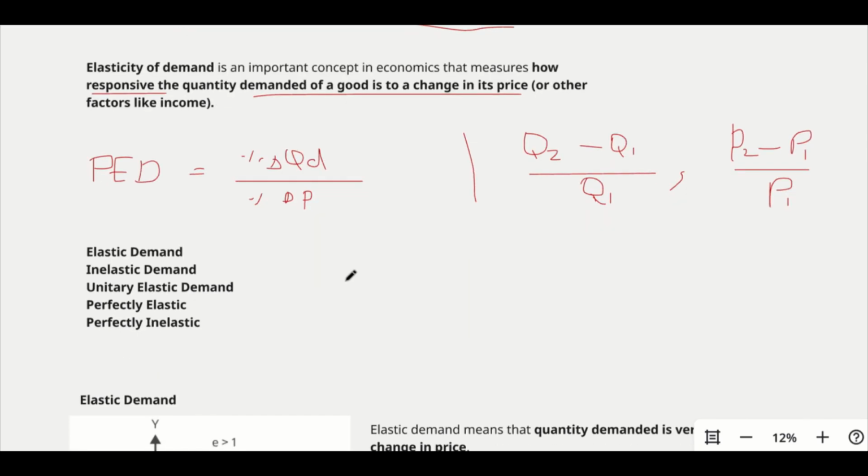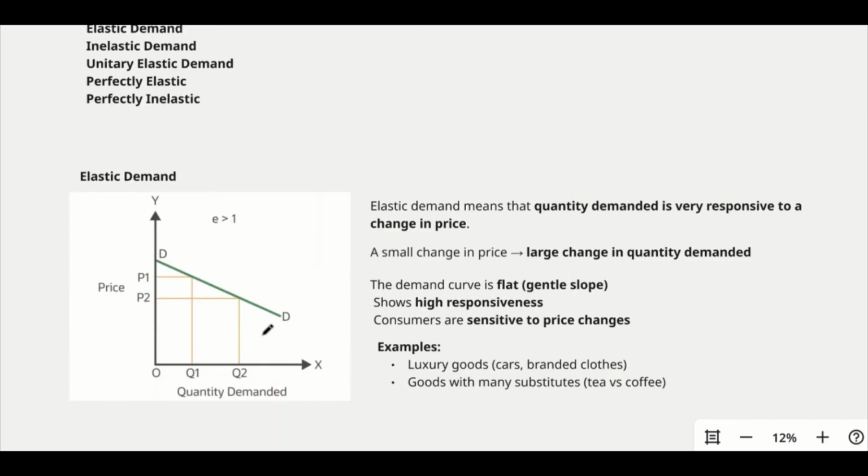Now we have to learn about the types. We have different types of elasticity of demand. They are elastic demand, inelastic demand, unitary elastic demand, perfectly elastic demand, and perfectly inelastic demand. So, what are the types? Elastic demand, inelastic demand, unitary elastic demand, perfectly elastic demand, and perfectly inelastic demand. Okay, so let's see one by one.